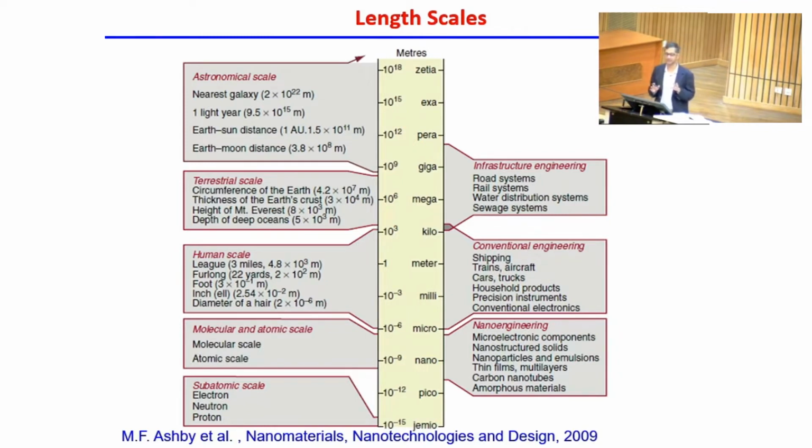These scales actually, but at the bottom side you see milli, micro 10 to the power minus 6, milli 10 to the minus 3, nano 10 to the minus 9, pico 10 to the minus 12, femto 10 to the minus 15. We have also one, 10 to the minus 18, called atto.